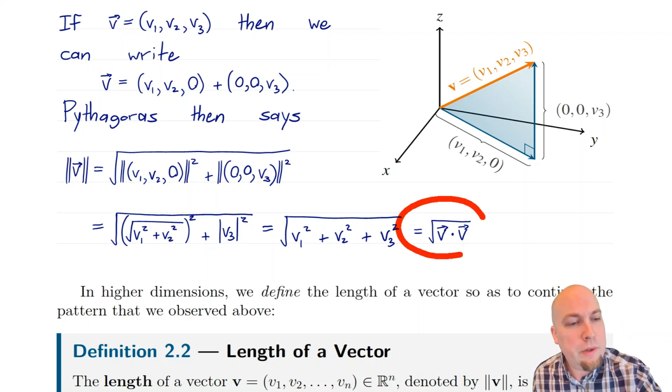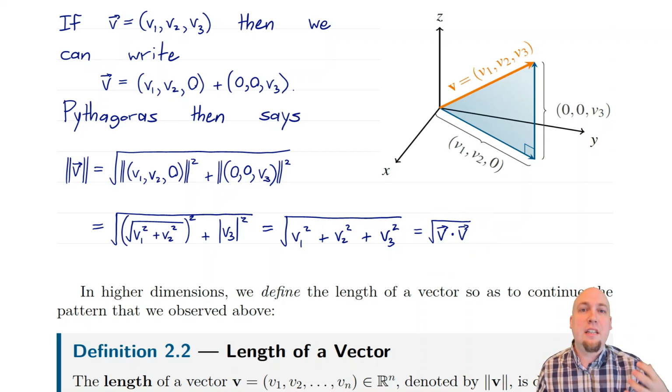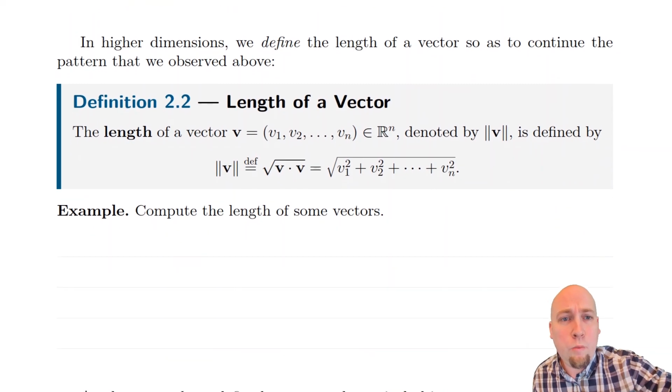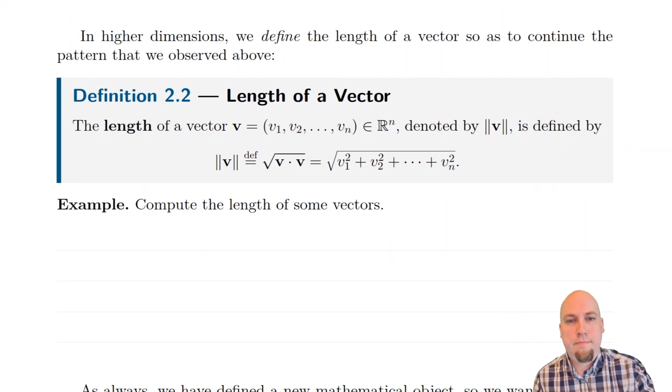So instead, what we do is we say that this formula here is the definition of the length of a vector. In higher dimensional cases, it's not even clear what we mean by the length of a vector if I'm talking about a vector in 7 dimensions. But now we do know what this means. And what we mean by the length of a vector is just exactly this formula that we've seen a couple times now.